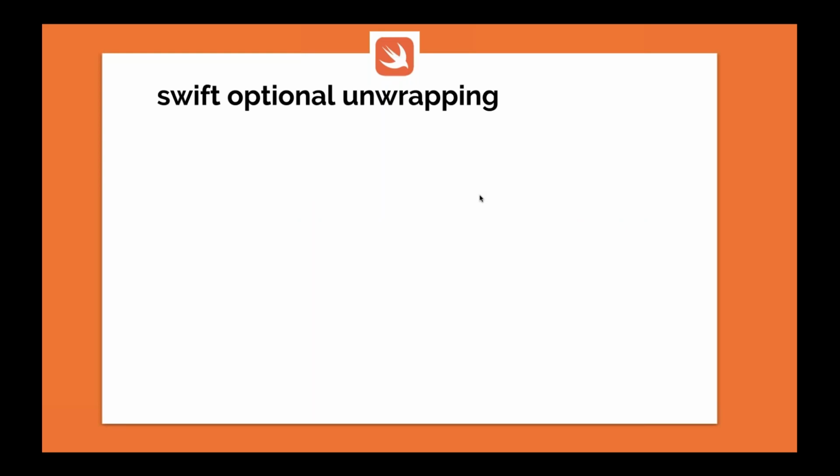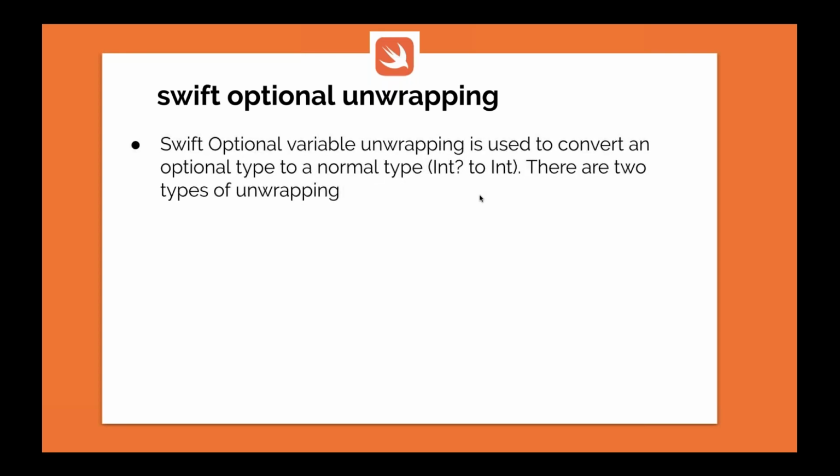Swift optional unwrapping. When you create an optional variable, you don't have direct access. In order to access the variable, we have to unwrap it. Swift optional variable unwrapping is used to convert an optional type into the normal type. I said clearly, Int question mark or Int can't be accessed directly. So in order to convert an optional variable into a normal variable, you have to unwrap that particular value.